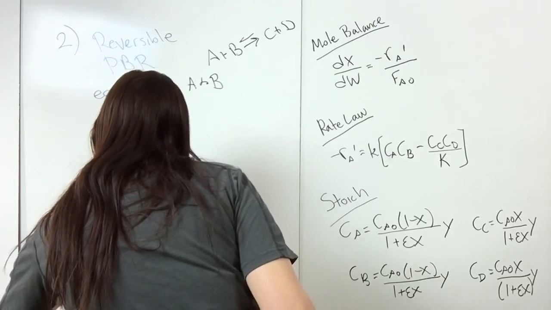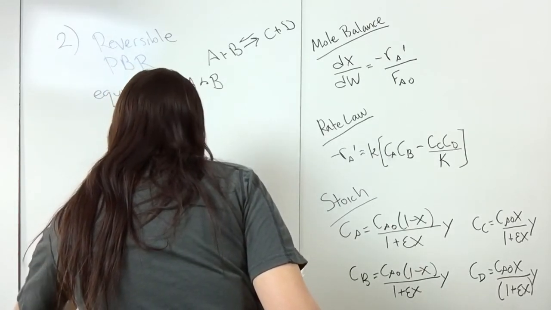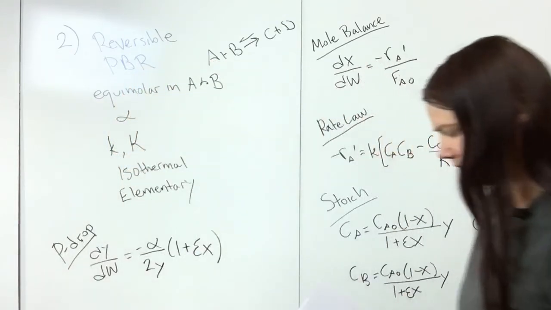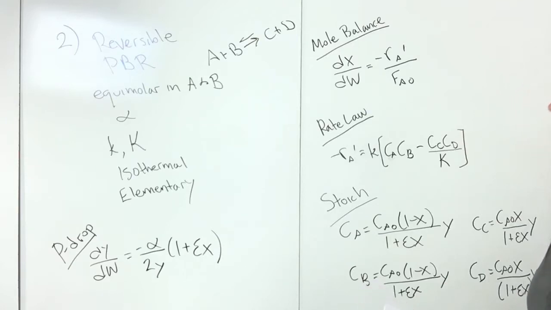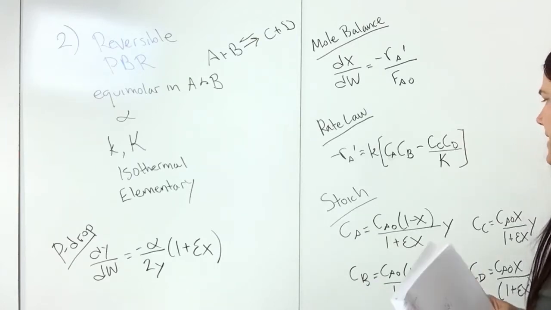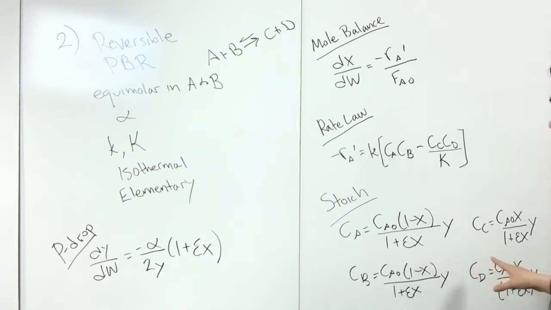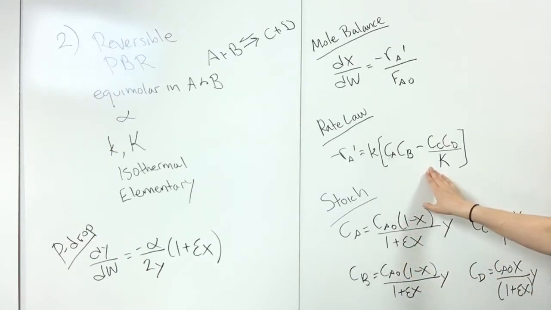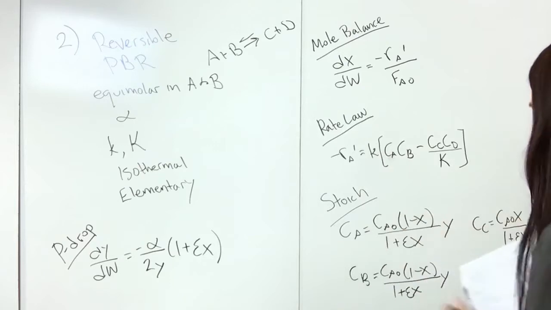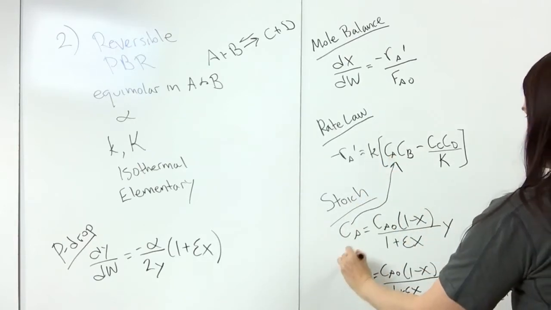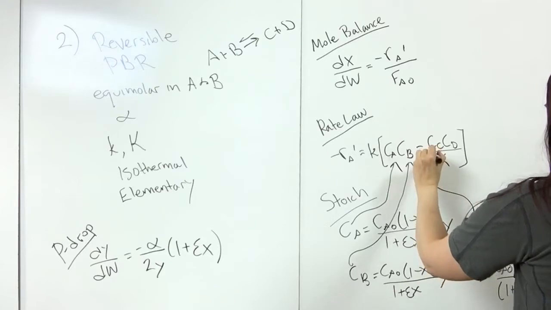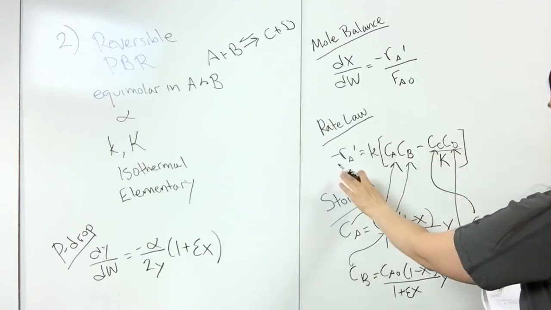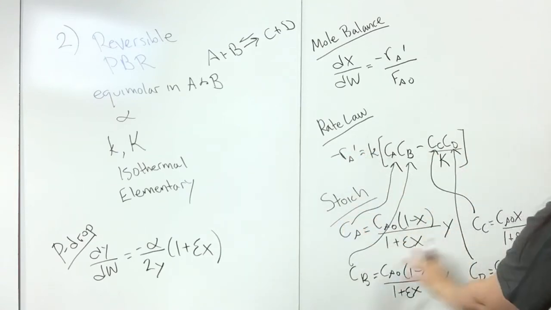dY/dW is equal to minus alpha over 2Y times (1 plus epsilon X). So then if I had a problem like this on the exam, I would go through, and you don't need to solve this, but I would probably write these into the rate law. So for instance, plug that in there, that in there, that in there, and that in there. I would write that down. And then I have the rate law, and it's all in terms of these.